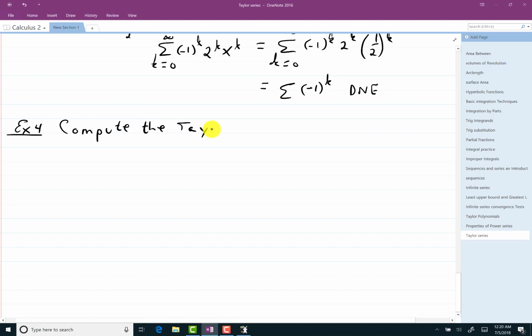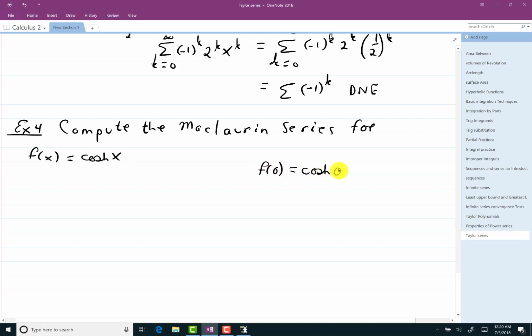I keep saying Taylor, but it's technically Maclaurin series. How about the Maclaurin series for hyperbolic cosine? So in this situation, let's start as usual. f of 0 is cosh of 0, and that equals 1.